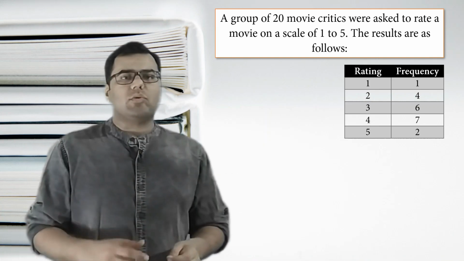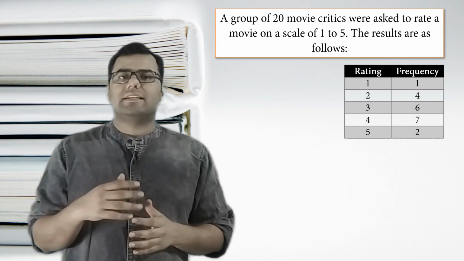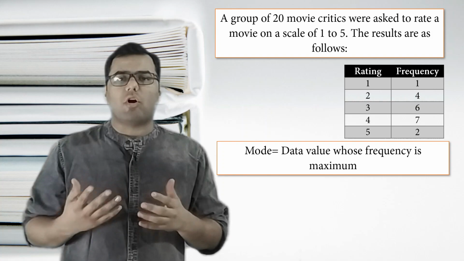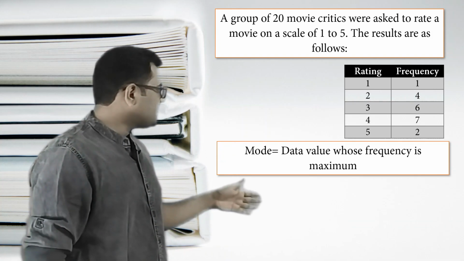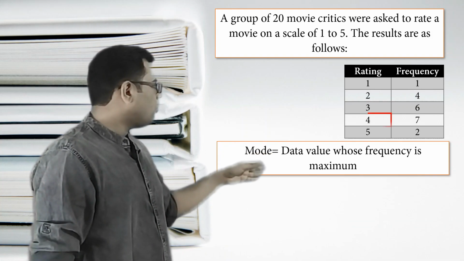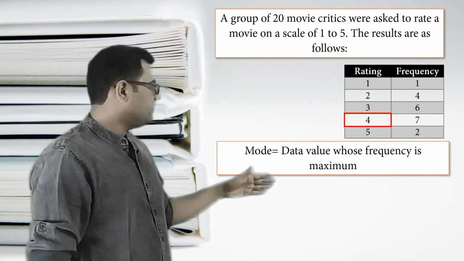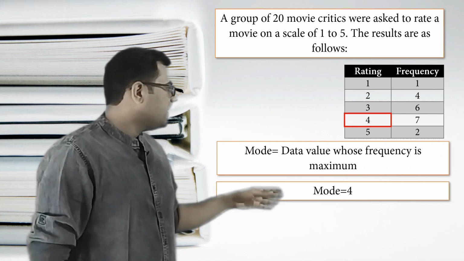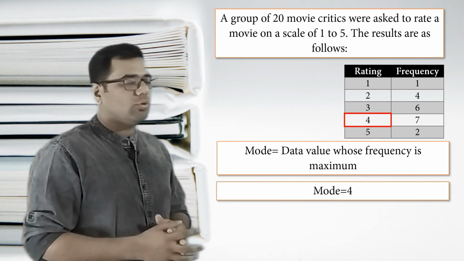Mode. Now we want to know what is mode. The mode is the data value for which the frequency is maximum, which is coming most often. You see from this frequency table that rating 4 is coming most often. So the mode is going to be 4. Its frequency is a maximum and hence mode is 4.